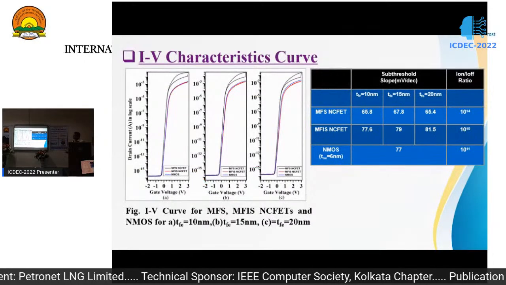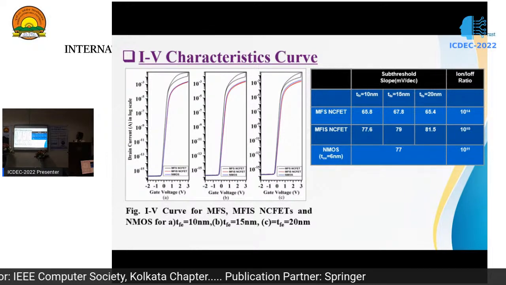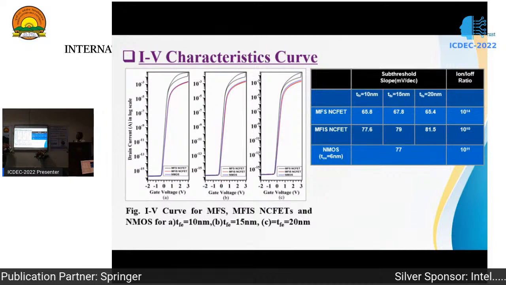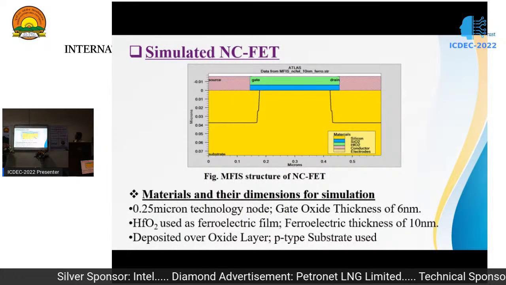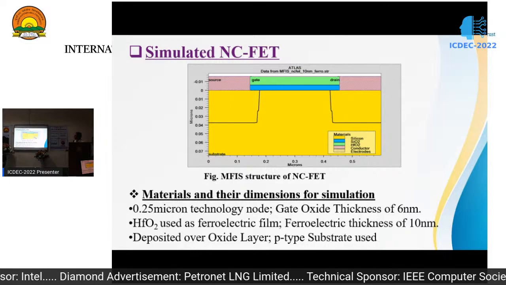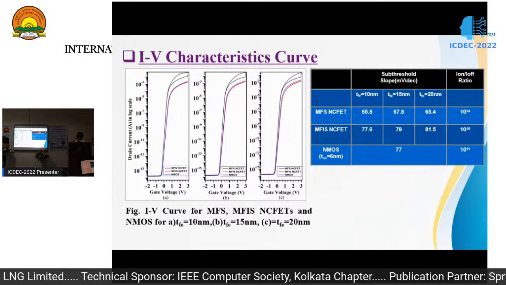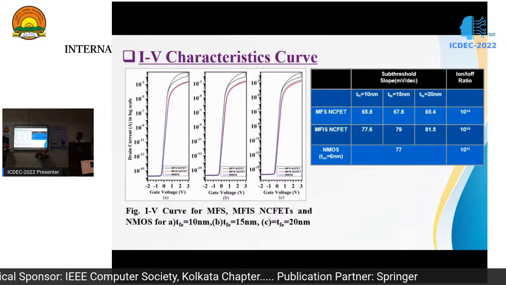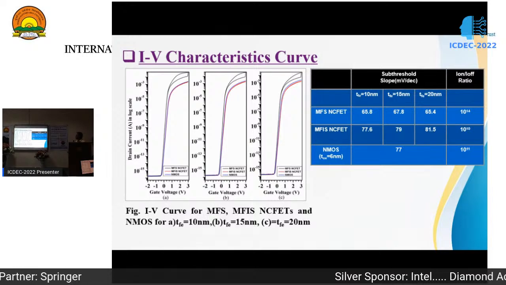We have also obtained IV curves for MFS NC, MFIS NC, and NMOS. Now the question is, what are MFS and MFIS? MFS means metal ferroelectric semiconductor, and MFIS is metal ferroelectric insulator semiconductor. So this was the MFIS structure, and if we just remove this gate oxide, it will be the MFS structure. So we have obtained IV curves of MFS NC, MFIS NC, and NMOS for different ferroelectric thicknesses. This is for 10 nanometer. This is for 15 nanometer ferroelectric thickness, and this is for 20 nanometer ferroelectric thickness.